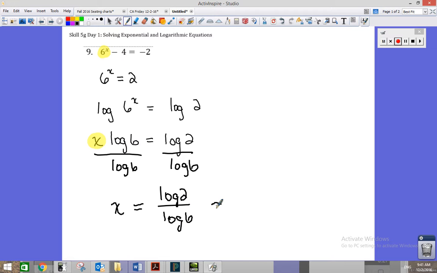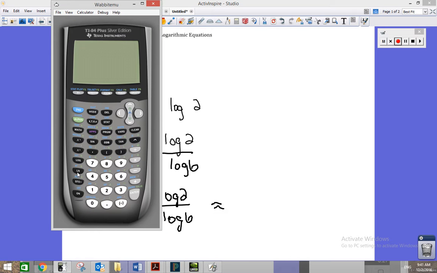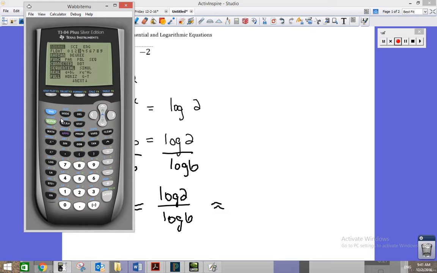If I want a decimal approximation, I can go to a scientific calculator and fix the mode to however you want to round it. In this case, it's rounded to 3 decimals. Don't forget to close your parenthesis. So 0.387 is an approximation to this.